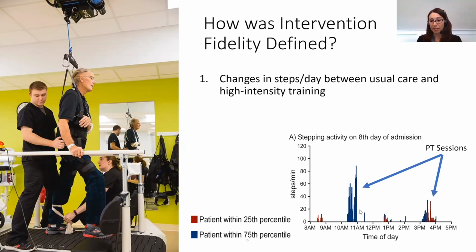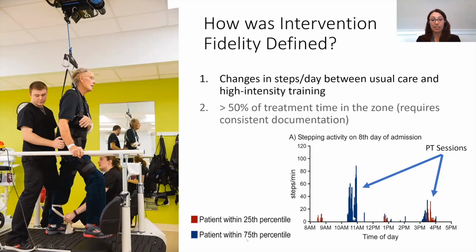This is when the physical therapy sessions occurred, and then throughout the rest of the day, very little stepping activity was done in this particular project, both for the lower functioning patients, which is in the red, and for the higher functioning patients, which is shown here in the blue. So we really thought that we'd be able to capture changes in practice by looking at steps per day. In addition to that, we knew intensity is an active ingredient in this particular intervention, so we wanted to target more than 50% of the treatment time in the heart rate zone. And in order to get that, it required consistent documentation because the heart rate monitors that we were using did not automatically record these data.